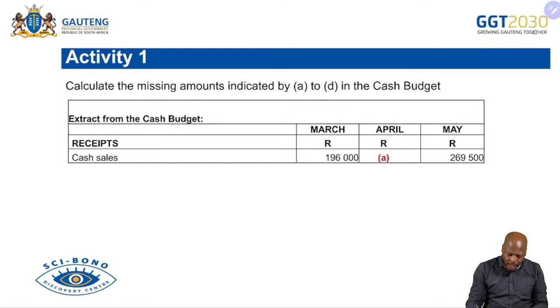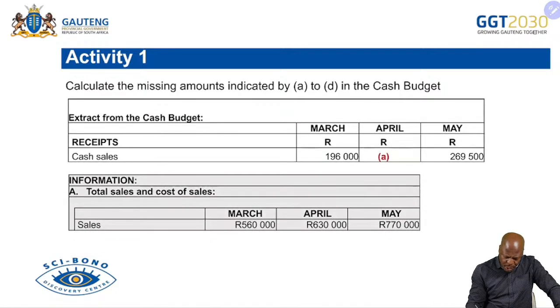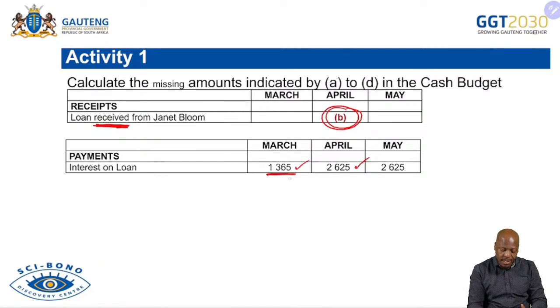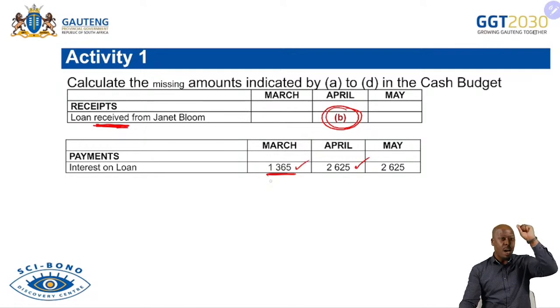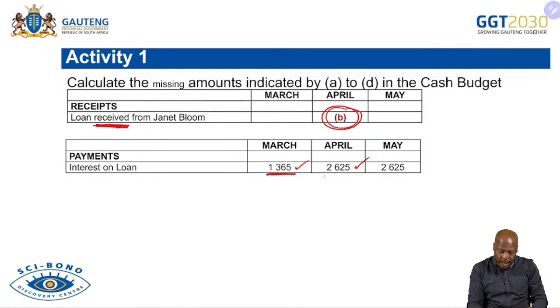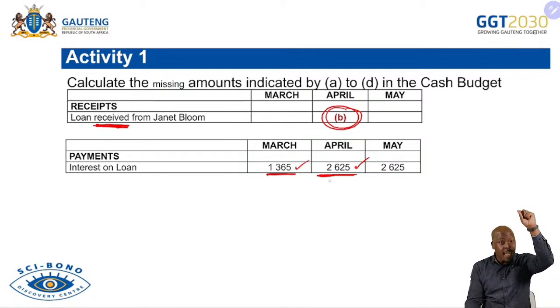The first one, they wanted us to calculate cash sales for the month of April. What more information? Paying 1,365. And we now have a new loan. We have a new loan which has increased our interest. Hence, we end up paying 2,625. So that is the reason why there's a difference between March and April. We have received a new loan. Once we receive a new loan, it's going to increase our interest on the loan. You're getting that one? Okay.